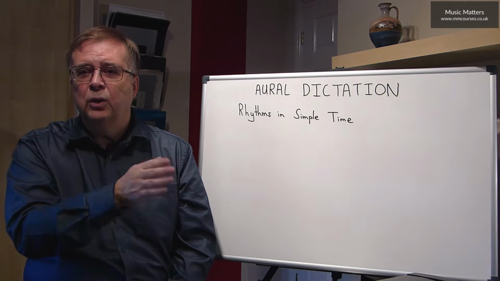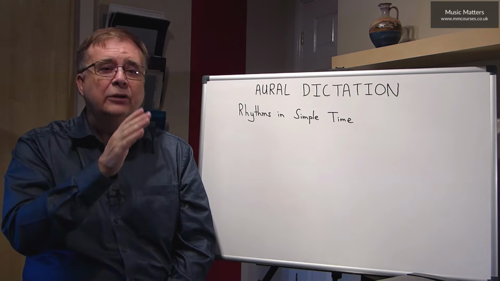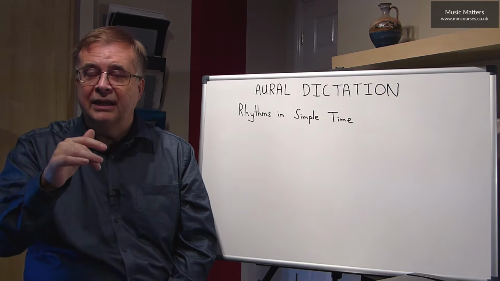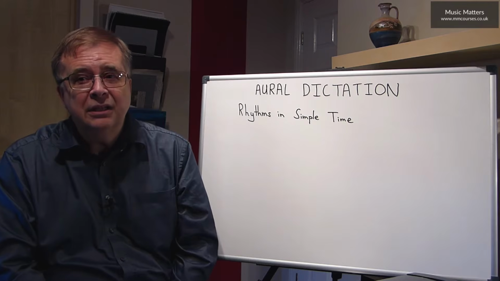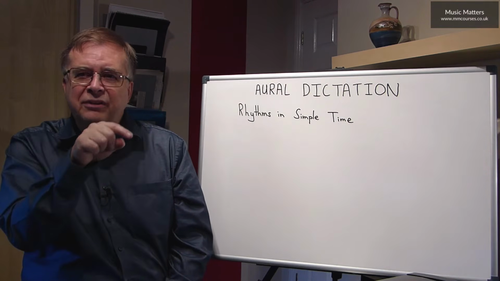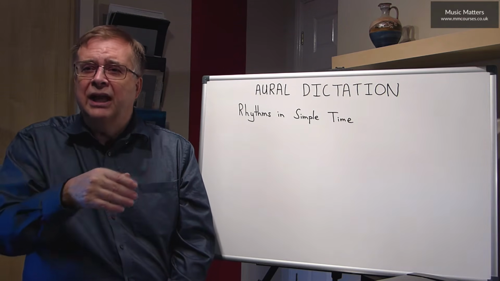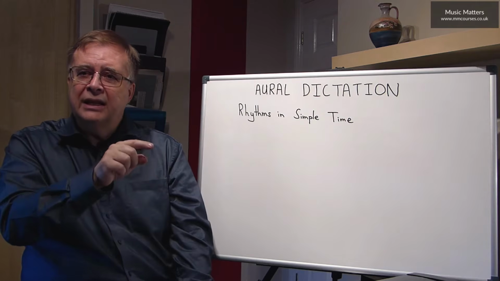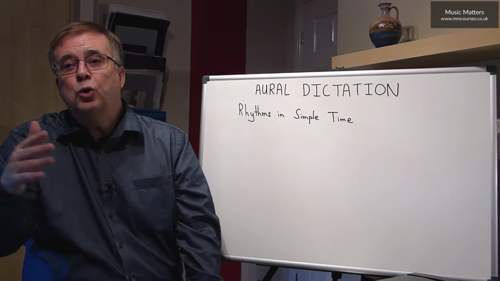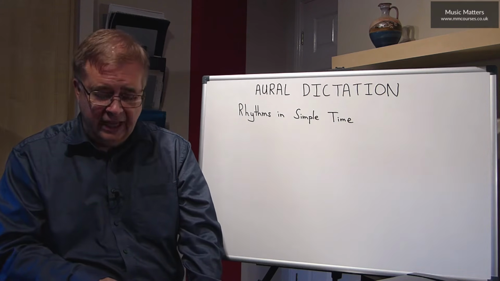So instead of just counting 1, 2, 3, 4, I can count 1 and 2 and 3 and 4 and. Can you see that by counting the little "and" between the beats, the "and" is subdividing the beat for me? It's dividing the beat in two, isn't it? So if I count 1 and 2 and 3 and 4 and, I'm counting the quavers or the eighth notes. Now listen to that example again with me doing that.